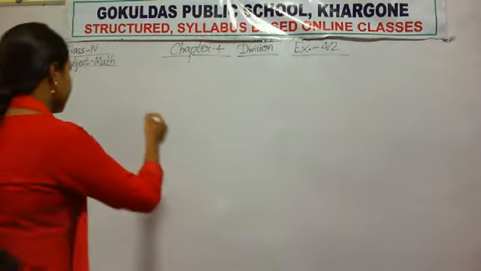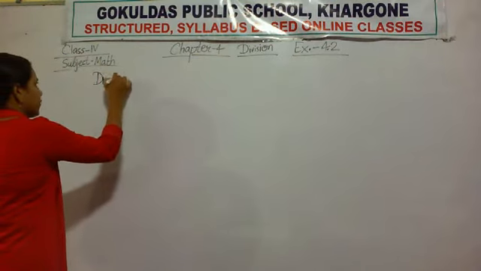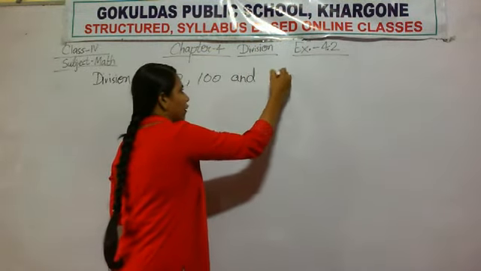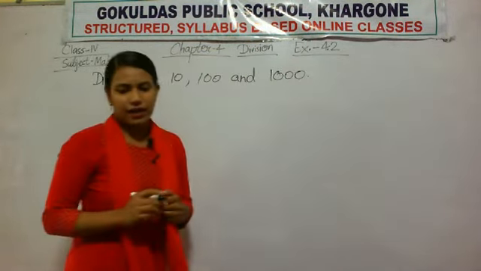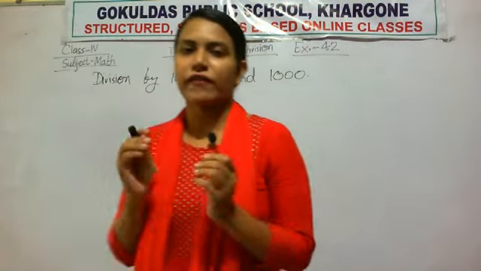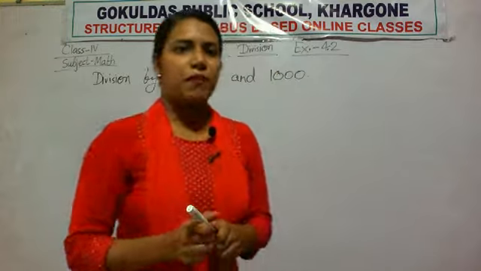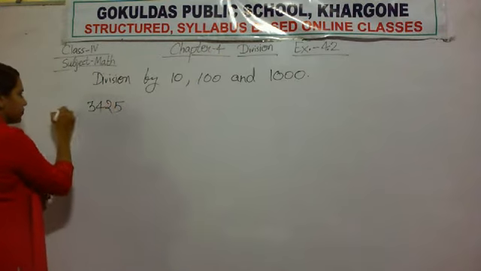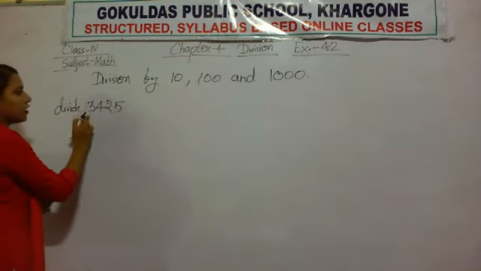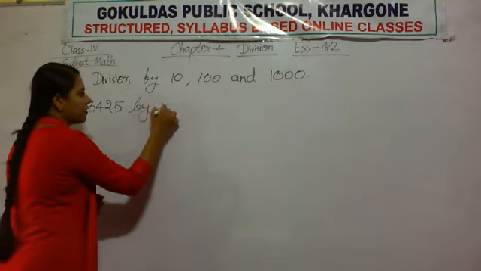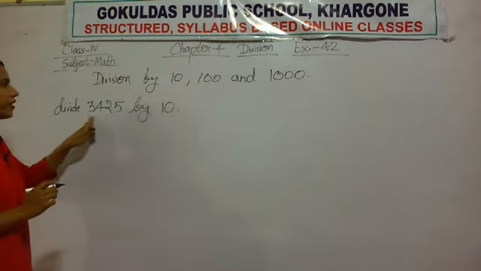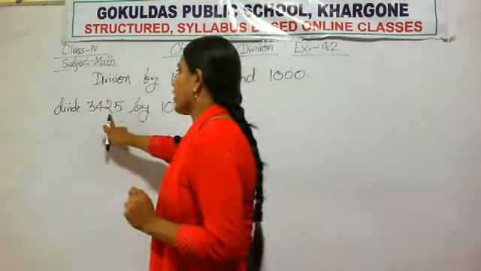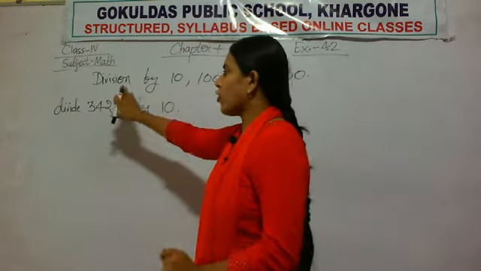Okay, so let us understand division by 10, 100 and 1000. If you are going to divide a number by 10, suppose your number is 3425. Divide 3425 by 10. Right? What is your question? Divide 3425 by 10.